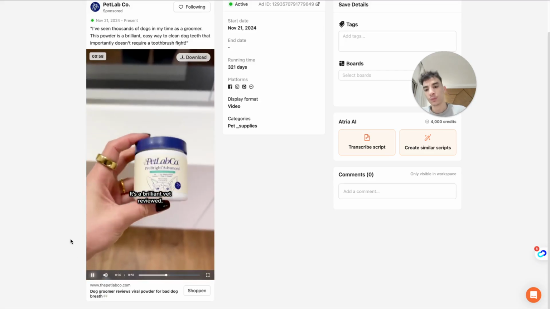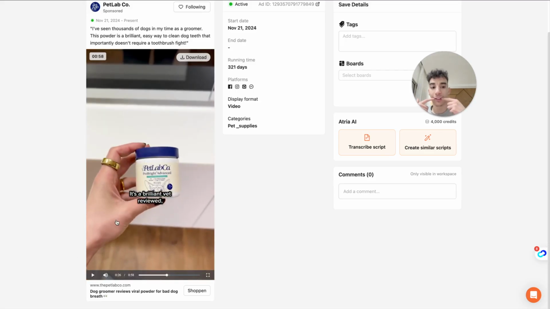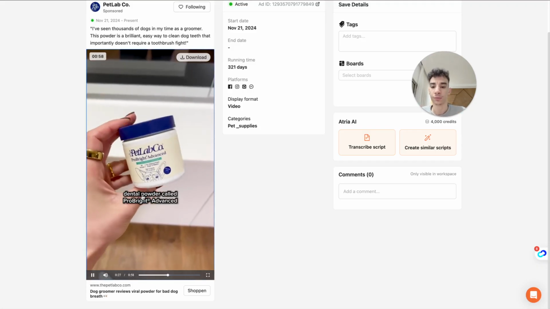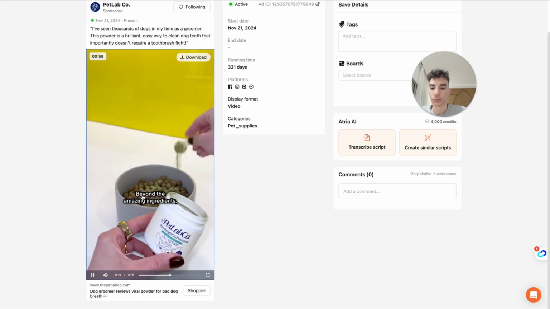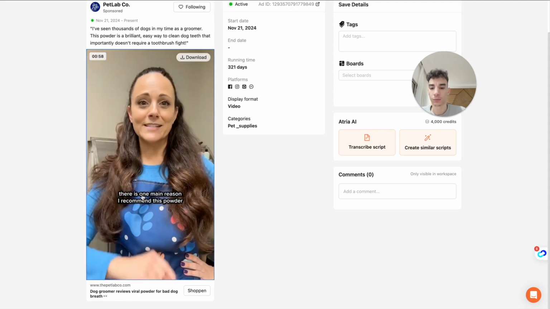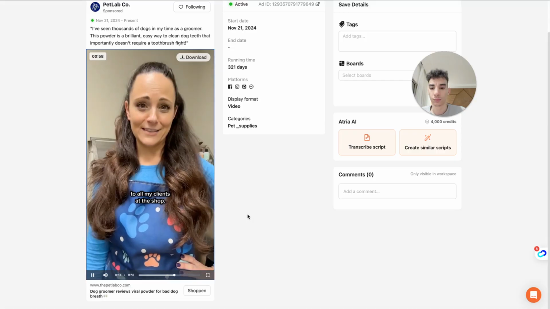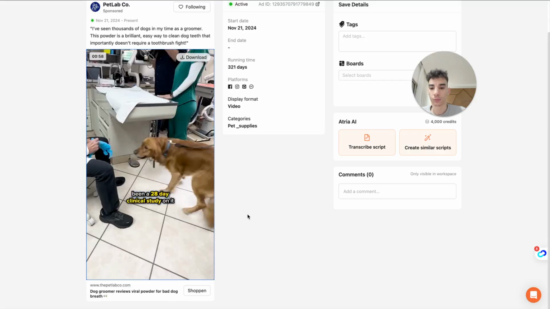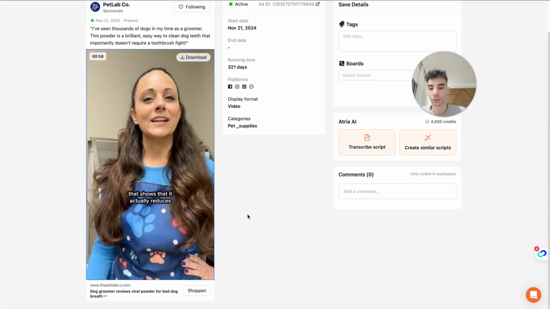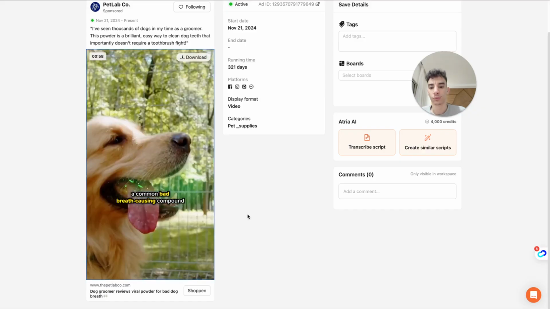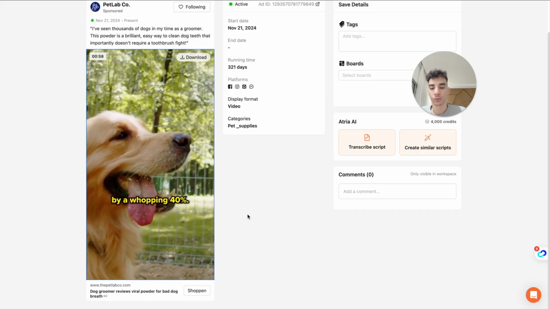It's a brilliant vet review. So the big promise: clean your dog's teeth without the hassle of a toothbrush. They remove the issue of the toothbrush. "A dental powder called ProBright Advance. Beyond the amazing ingredients, there is one main reason I recommend this powder to all my clients at the shop, and it's because there's been a 28-day clinical study on it that shows that it actually reduces a common bad breath causing compound by a whopping 40%."